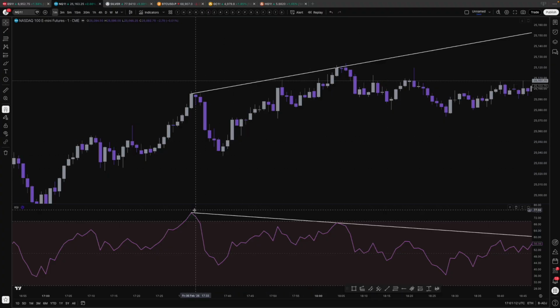And it's the exact opposite for bearish divergences. You've got a high on the RSI and you've got a lower high while price is putting in higher highs. All right, so this is an indication that a potential reversal may be coming our way.